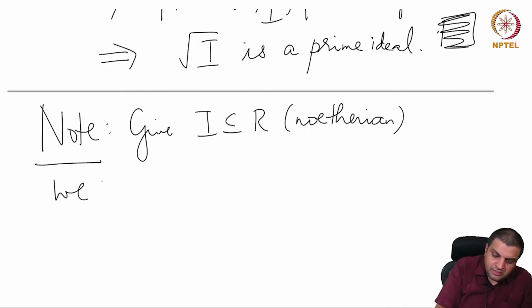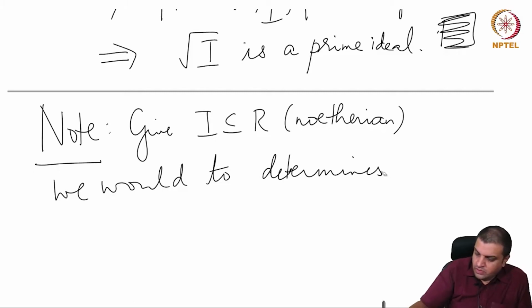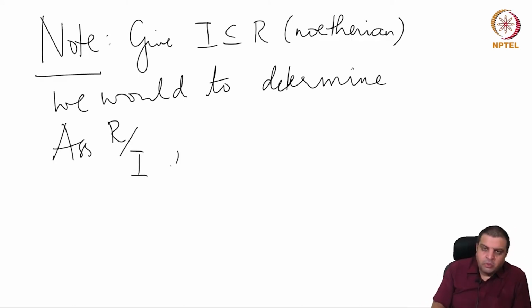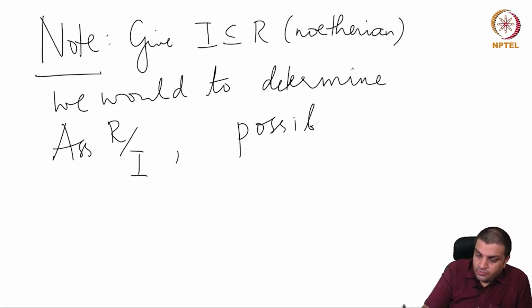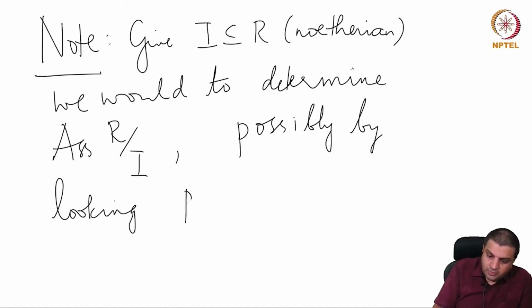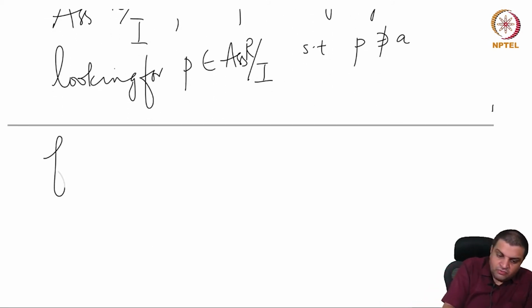We would like to determine the associated primes of R mod I, possibly by looking for primes in the associated primes, looking for P such that P does not contain A for some suitable A.